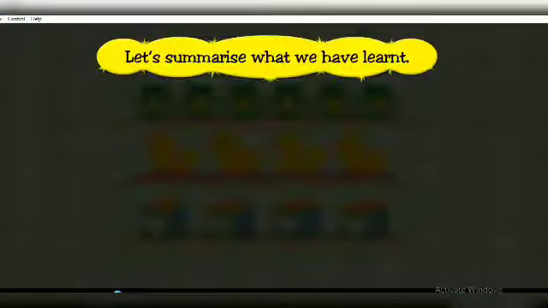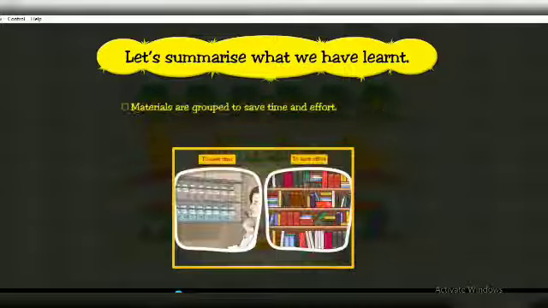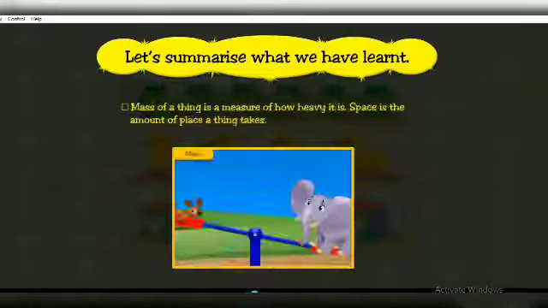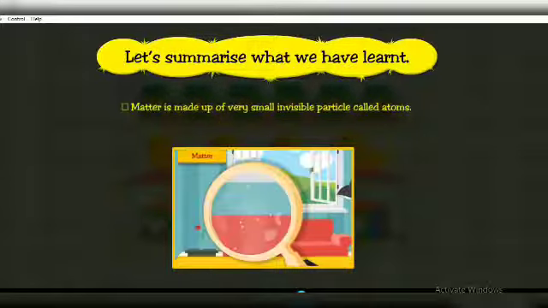Let's summarize what we have learned. Grouping of materials or things involves arranging them systematically on the basis of certain similarities. Materials are grouped to save time and effort. Every material is made up of matter. Anything that has mass and occupies space is called matter. Mass of a thing is a measure of how heavy it is. Space is the amount of place a thing takes.